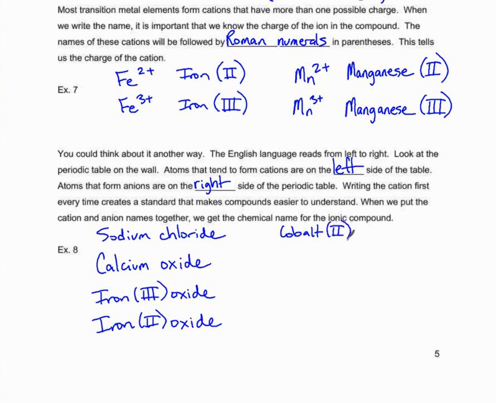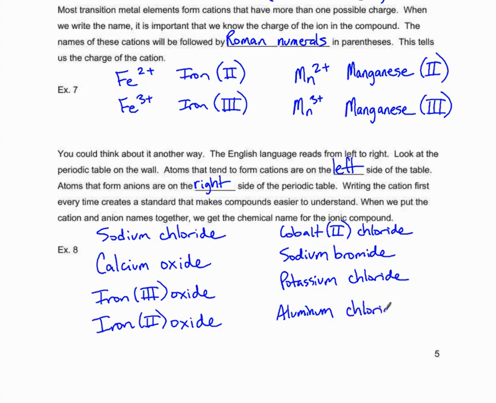Cobalt, which is a transition metal. This is the charge of this cobalt ion, cobalt(II) chloride. Sodium, which always has the charge of positive 1, sodium bromide. Potassium always has a +1 charge, potassium chloride. Or aluminum, which is group 13, it's going to form a +3 charge, aluminum chloride.